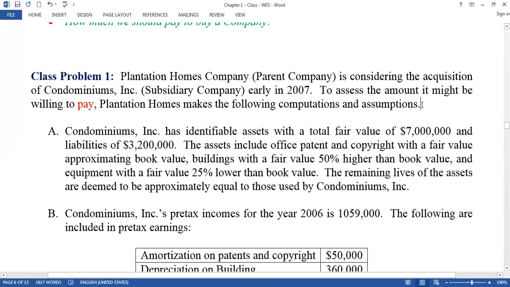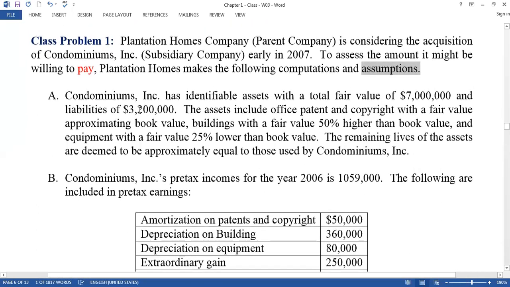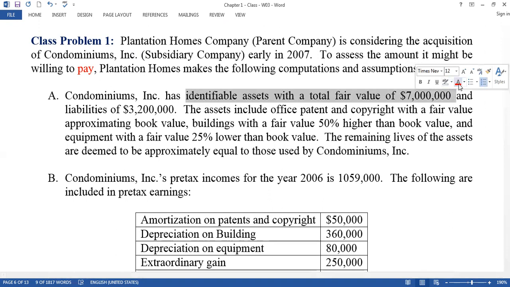So you understand the introduction paragraph, right? Now look at what information you are going to collect. You search the information from the condominium's incorporation assets. The identifiable assets with total fair value is $7 million. So this is the fair market value of the assets.